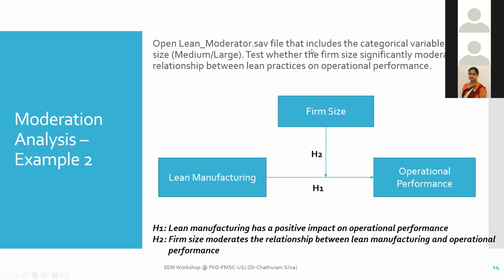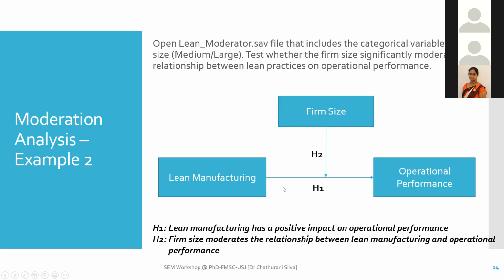Open the lean moderator file that includes the categorical variable firm size, medium and large firms, right? We test whether the firm size significantly moderates the relationship between lean practices and operational performance, right? You are checking the relationship between lean manufacturing practices and operational performance. You want to check whether this relationship varies across different firm sizes, right? You have only two categories, medium and large, right? It is now easier, medium and large.